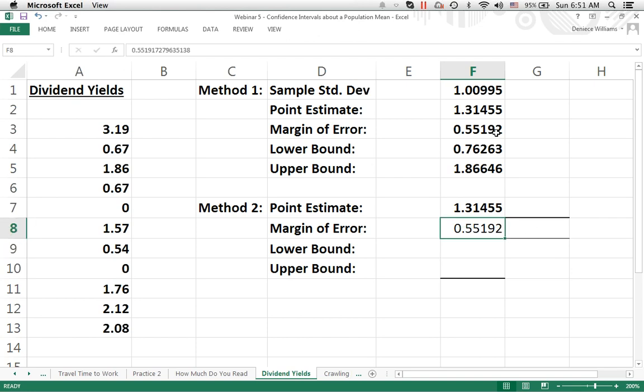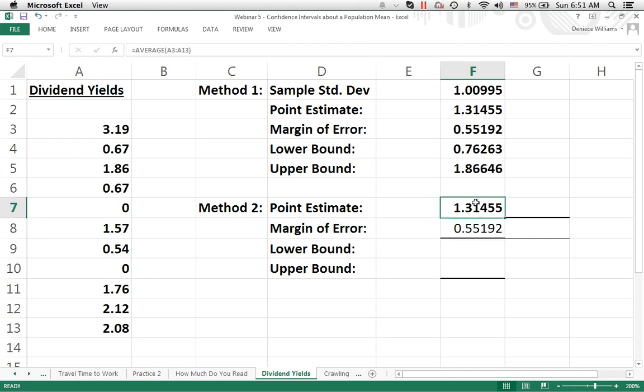Yep. So this number is the same number that's here, but I didn't have to find the standard deviation. That's really the only thing that's different. I didn't have to find the standard deviation, and I didn't have to plug in the function, but I still have to find my point estimate.